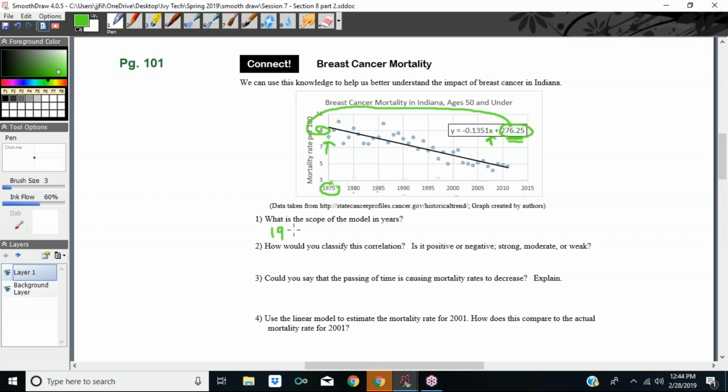Okay, I'll answer your question in just a second, Anna. So the scope of the model is 1975 to 2011. So the scope goes from the first data point to the last data point. Even though it says 2015 out here, the data ends at 2011. We don't know what happens after 2011. It could go down real fast or it could go up real fast. We don't know. Okay. So the scope of the model is just however far the X values actually go.